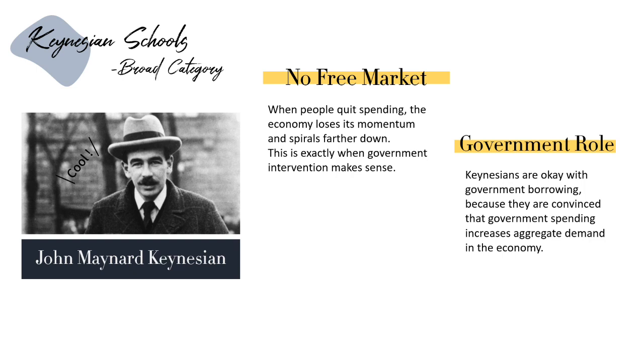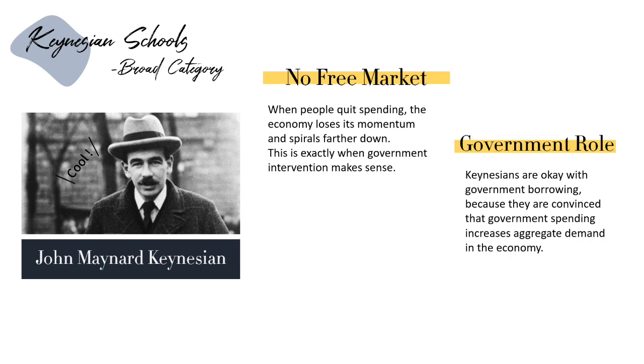Keynesian theory says this is exactly when government intervention makes sense. If people aren't spending, then the government has to step in and fill the void. However, there is just one problem. The government doesn't have its own money. It has to take money away from the people and companies to spend it. Higher taxes for businesses take money away that could otherwise be spent on more investments to grow the company. Therefore, Keynesians are okay with government borrowing because they are convinced that government spending increases aggregate demand in the economy.